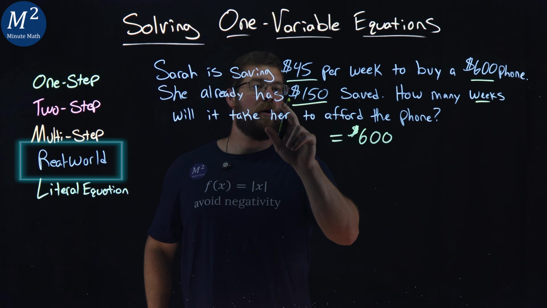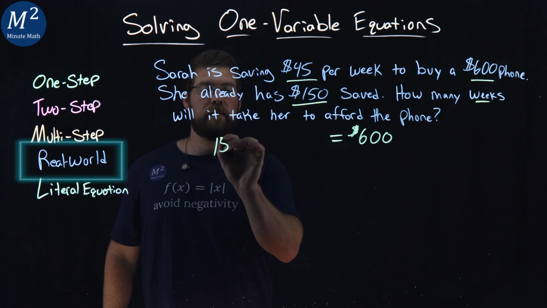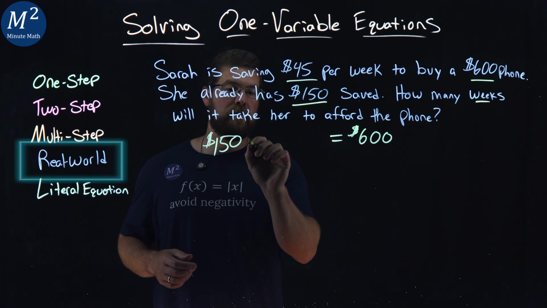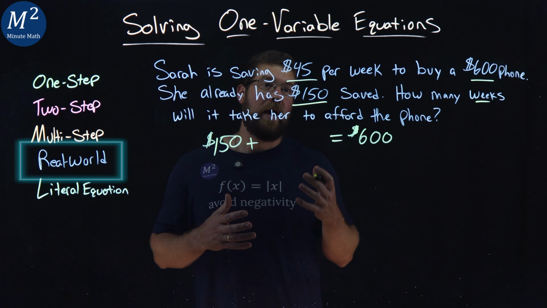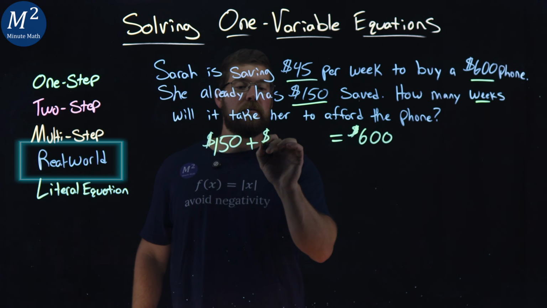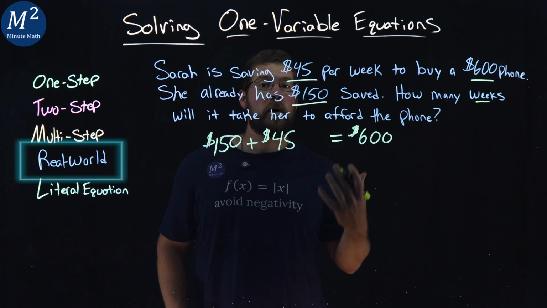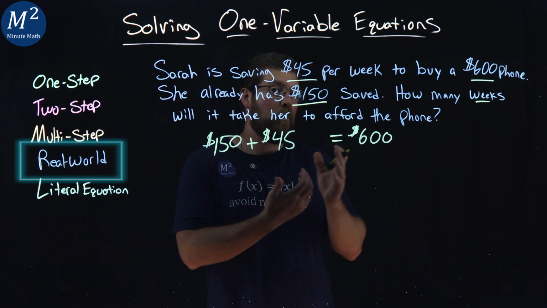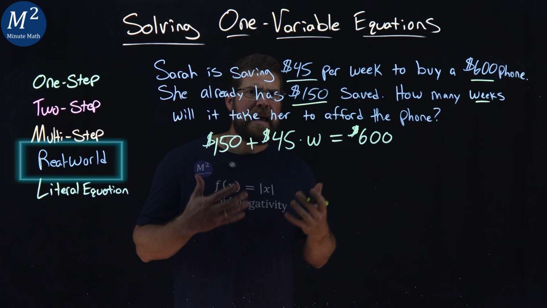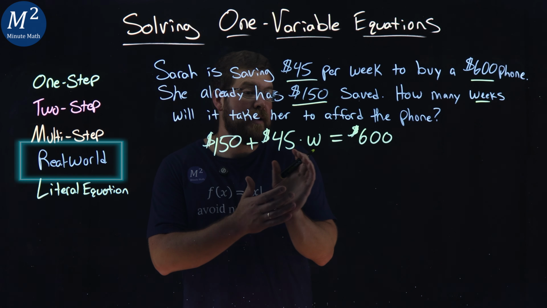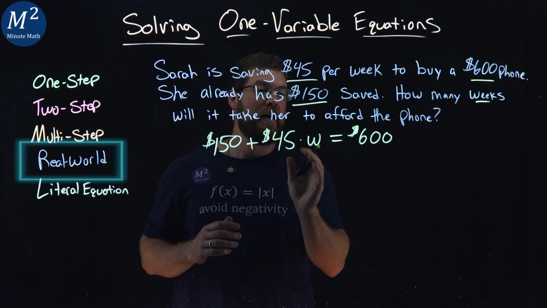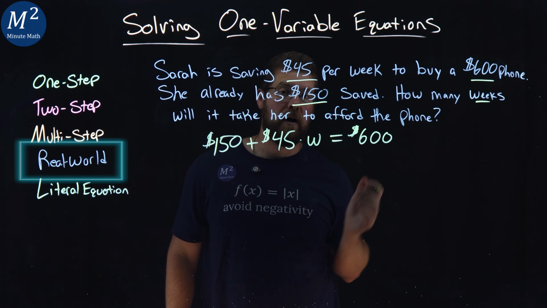So to calculate that, we already know she has $150 saved. That's a constant. That was right from the beginning. She has $150 saved, and we're going to add that to how much she saves per week. And she saves $45 per week. And we want to determine how many weeks it takes. So weeks, we can give the variable W. And now we have an equation here to determine how many weeks it will take for the left-hand side, how much money she'll have saved up, to be equal to the right-hand side, the cost of the phone.